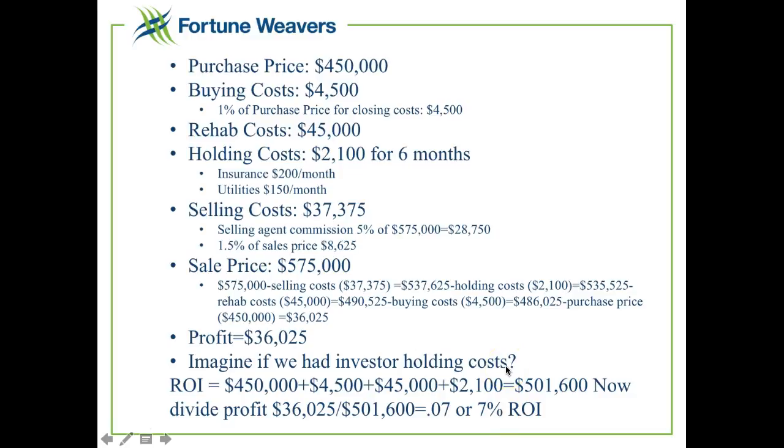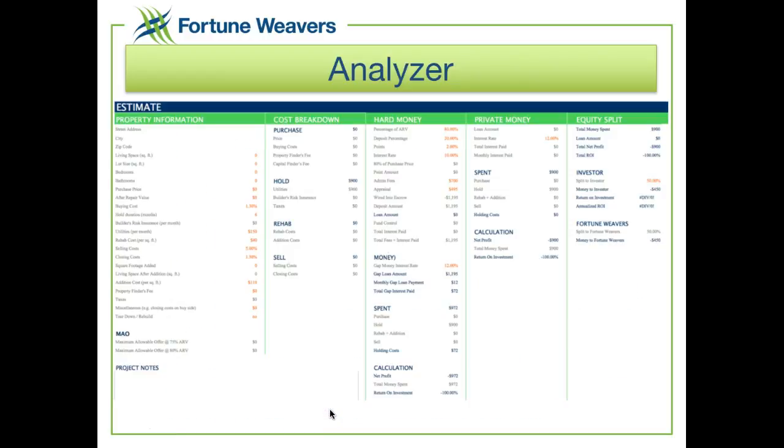Imagine out of that 36,000 if you had some holding costs. If we were borrowing $500,000 at $5,000 a month and it went 6 months, that's 30 grand. That would leave you, the flipper who did all the work, put all your sweat equity into it, $6,000. I don't know about you, but I don't want to work for free.